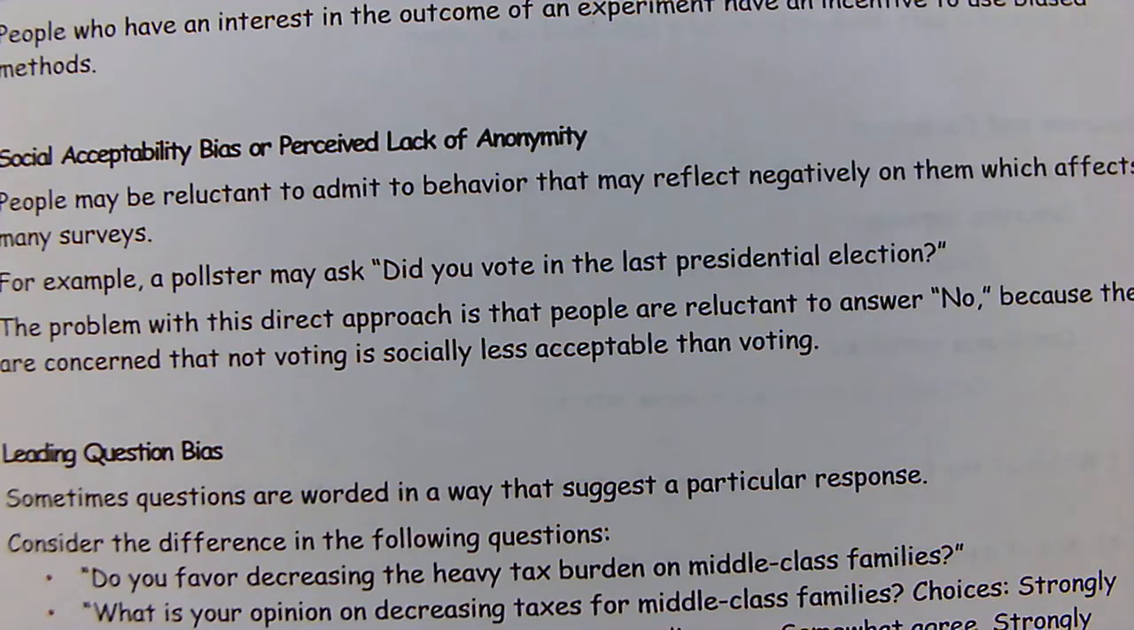Social acceptability bias, or perceived lack of anonymity. These people may be reluctant to admit behavior that may reflect negatively on them, which affects many surveys. They're too embarrassed to say the answer. They might think somebody's going to find out. They don't give their honest answer. They don't want people to know their opinion.